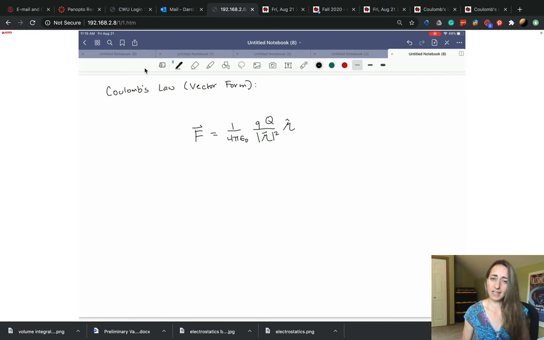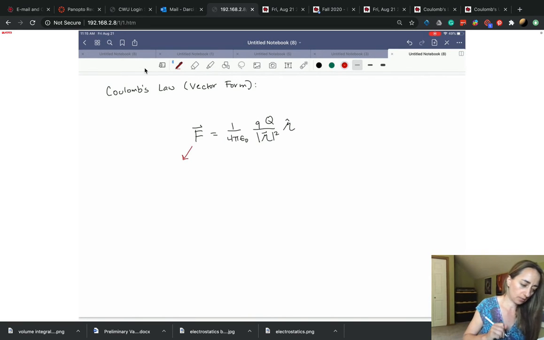I said you guys can handle this, but there's some complicated stuff in this vector form of Coulomb's law, which is why I wanted to start out with the scalar version. So let's go through this bit by bit. This right here, you guys should be okay with. This is the force. It is a vector. It can be, this value that you calculate, positive or negative.